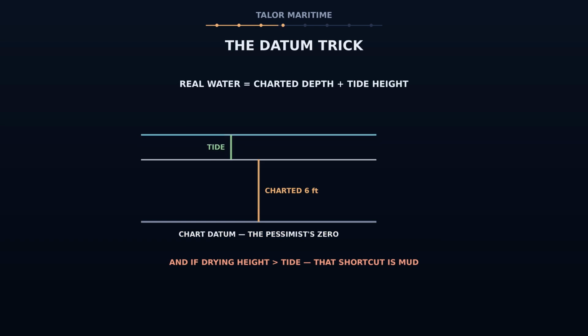Here is the trick that unlocks every chart. Charted depths are measured from a deliberately pessimistic level, the chart datum, roughly the lowest the tide normally gets. So the real water under you is the charted depth plus the height from the tide table. Chart says 6 feet, table says 4. You have about 10. It cuts the other way at the dock. Heights above datum also tell you when a shallow spot dries. If the drying height is bigger than the tide height, that shortcut is mud.